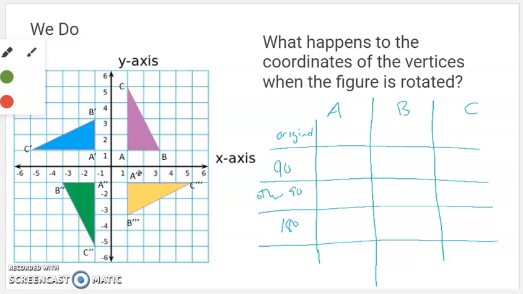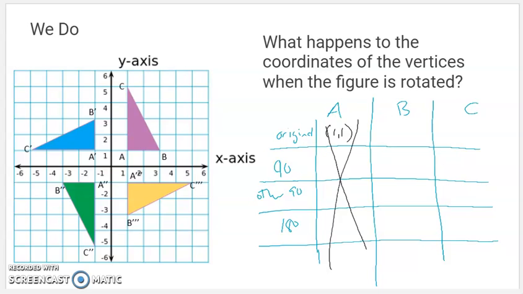So the original point A is at 1, 1. This one's going to be hard to tell what happens because the ones are the same. Actually, let's just skip it. Let's save you some time. You won't be able to tell that the ones change places in the 90, so let's just skip it.